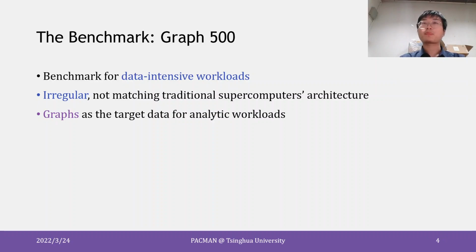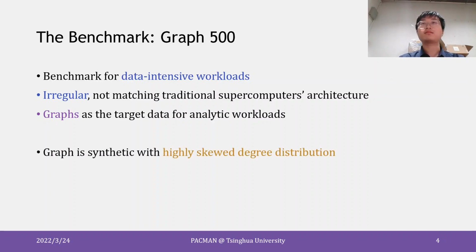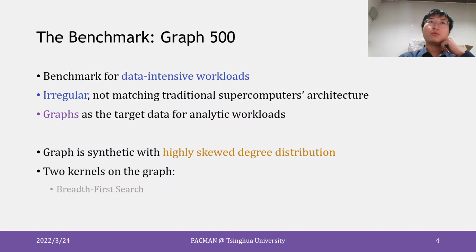The graph data used in Graph 500 is an RMAT synthetic graph. It has a highly skewed degree distribution, simulating real-world small-world graphs. The benchmark then runs two kernels on it. One is breadth first search, the BFS, and the other is single source shortest path, the SSSP. In this work, we target BFS as our task.